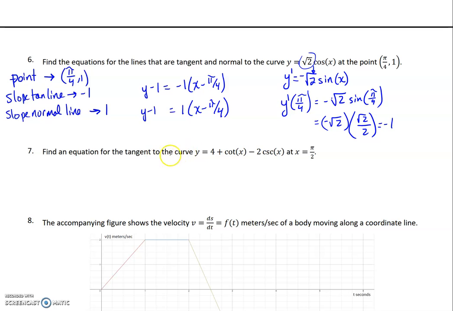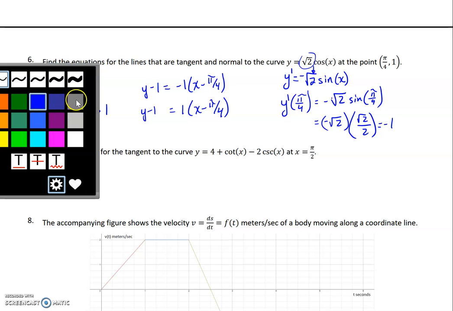Find an equation for the tangent to the curve y equals 4 plus cotan x minus 2 cosecant x at x equals pi over 2. So this is, again, all we're going to do here is take the derivative of that y, and then we're just going to find a point. All right, so let's go ahead and do this one. This one's a bit of a pain.